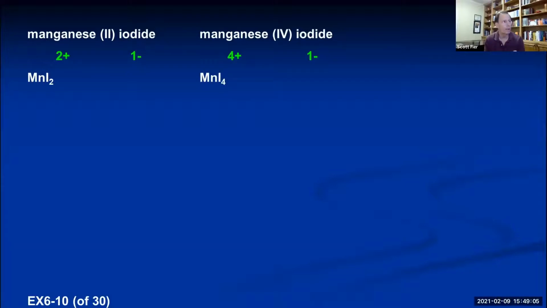If that makes sense, why don't you take about 45 seconds, don't say it out loud, but see if you can write the formula for this ionic compound. And if you can do that, then we'll continue on with some more challenging examples.